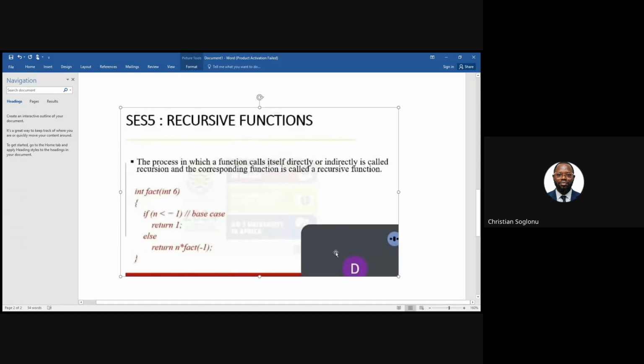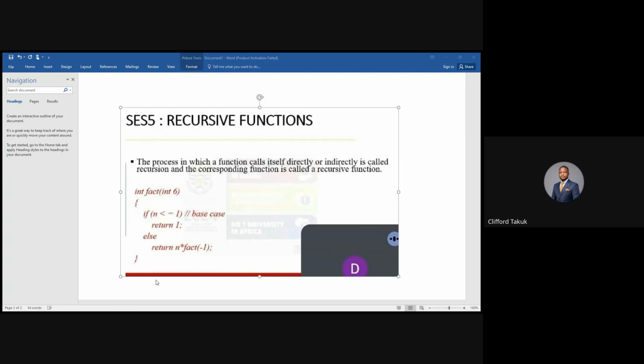I think we're okay. Yeah. So Michael. Hello? Yeah. All right. So with this one, you see here, the declaration is int fact integer 6. So we are finding this one, the code is written to find factorial 6. Is that okay? Yes, sir.